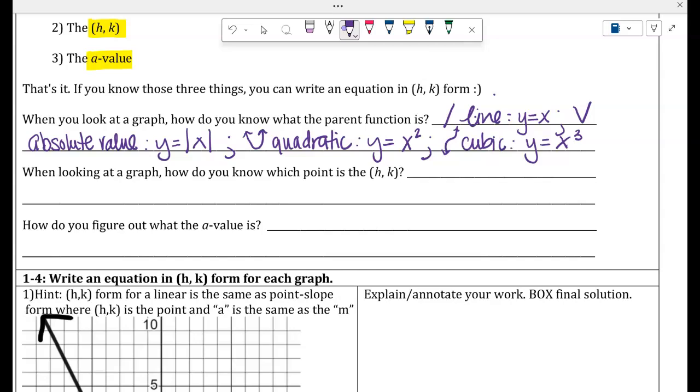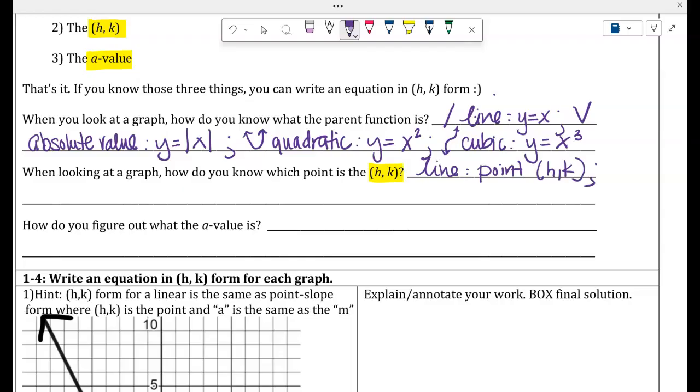When looking at a graph, how do you know which point is the HK? Very important to identify the HK. So in a line, your HK is going to be a point. Any point, you pick a point, and that's going to be your HK.